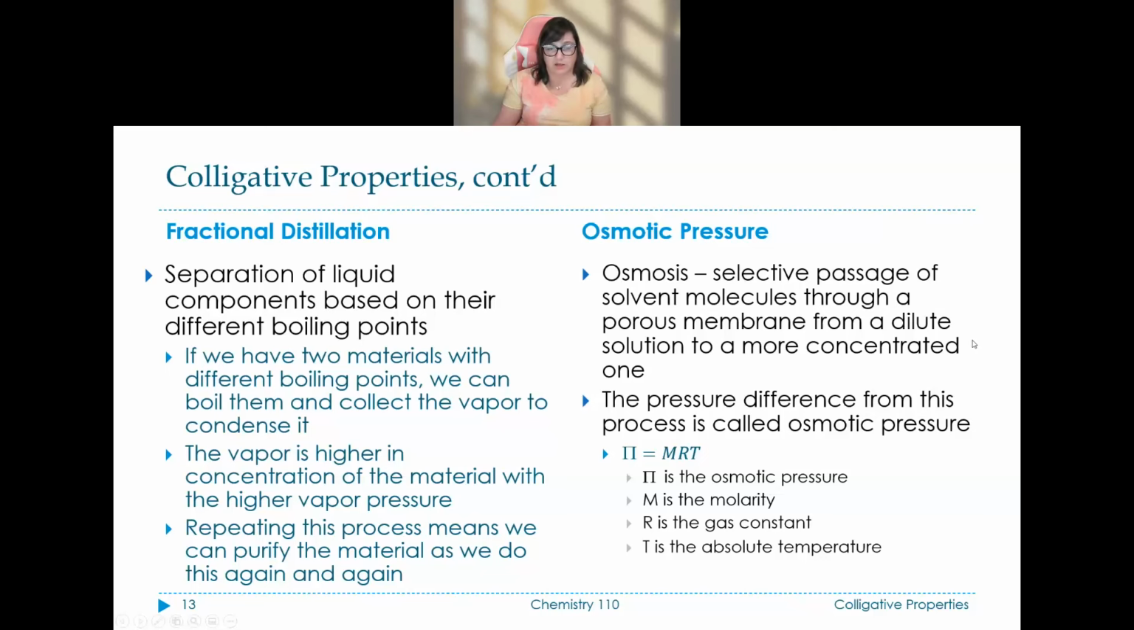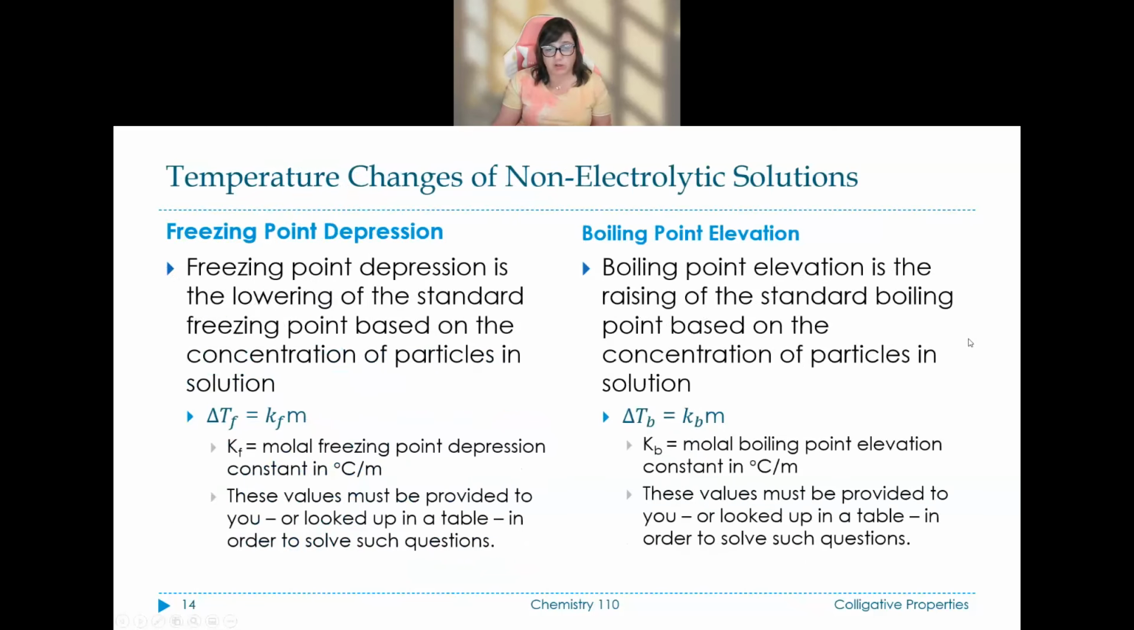There are a couple more that we need to talk about, and that's freezing point depression and boiling point elevation. Here in the South, we don't necessarily talk about this very much, but if you've ever been somewhere where it snows, they tend to put salt, sodium chloride, down on top of the snow. Why do they do that?